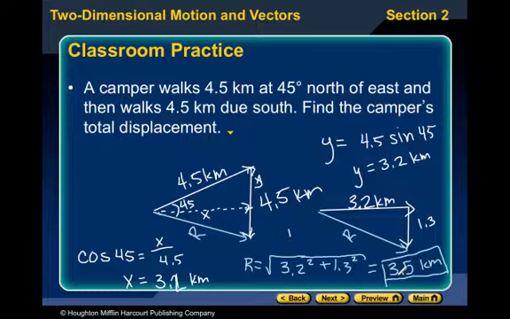Okay, this is our magnitude. Now we need to know direction. So we need to know this angle. We need to know theta. Opposite over hypotenuse. So 1.3 over 3.2.